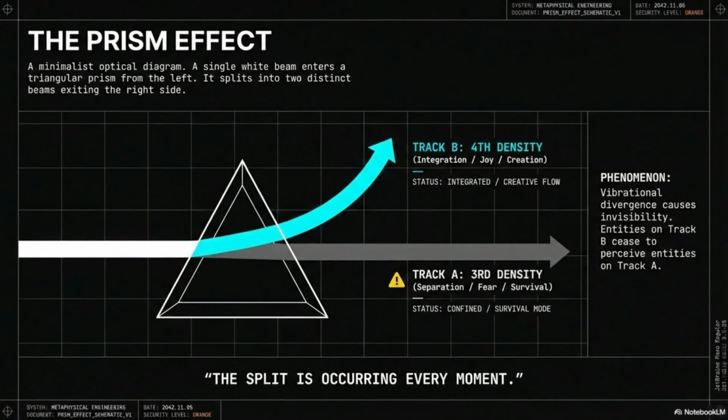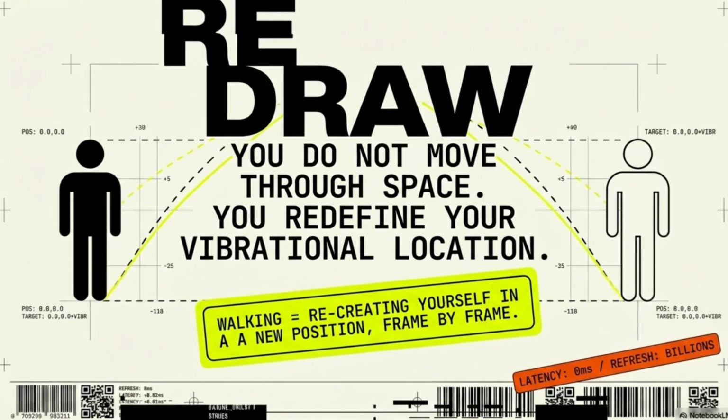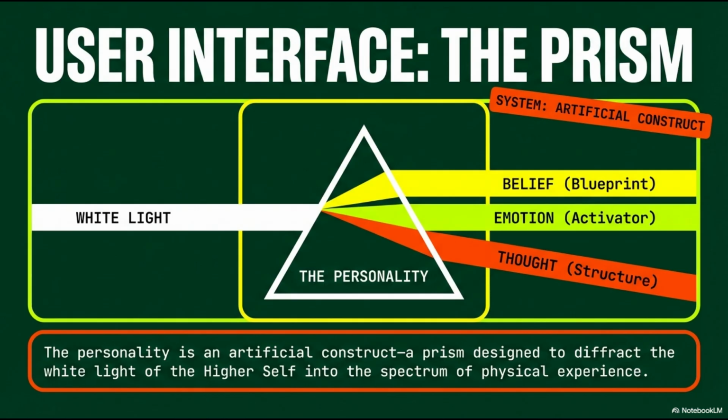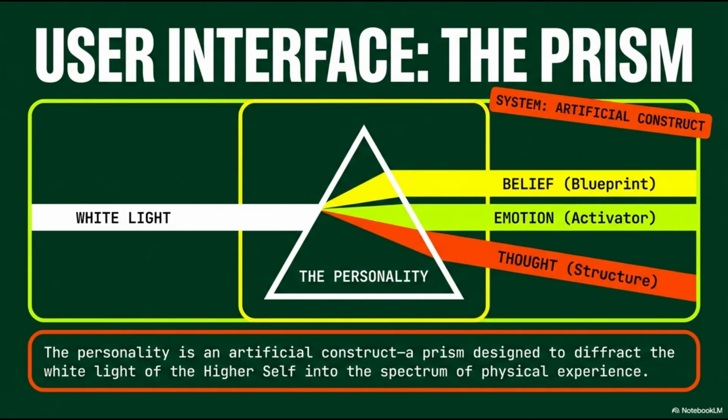The Personality Prism. To navigate this physical illusion, your soul uses an artificial construct called the personality. This personality acts like a prism, taking the pure white light of your higher consciousness and breaking it down into 3 specific spectrums: your beliefs, your emotions, and your thought patterns.